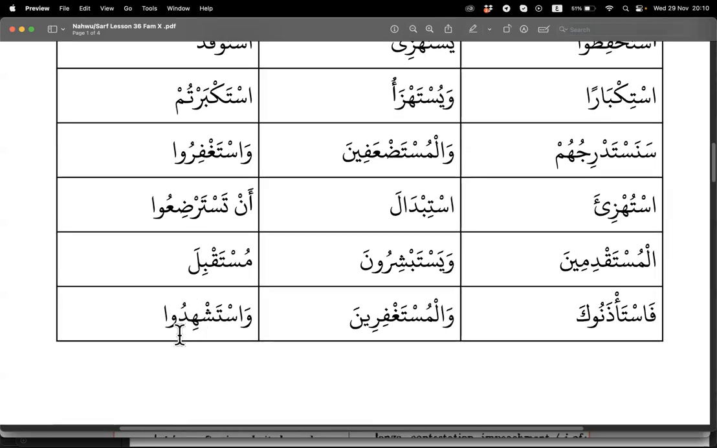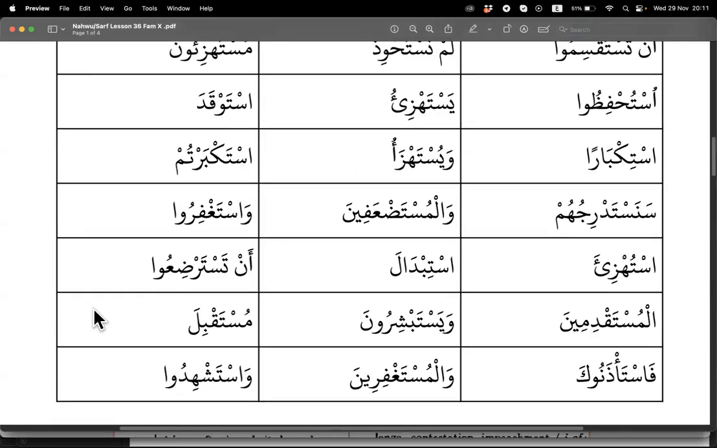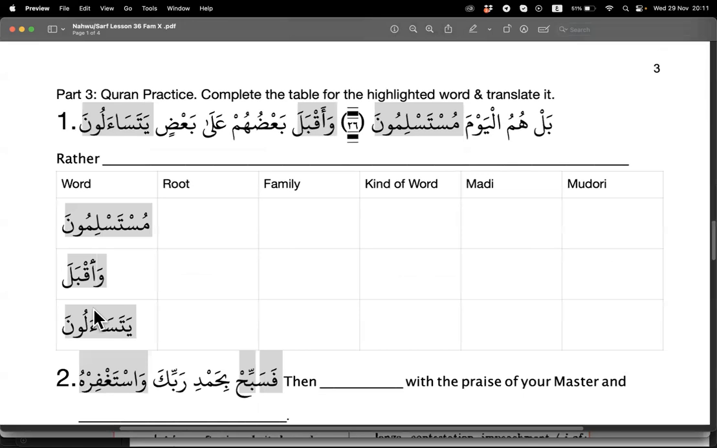You see Kasra on the ha. Yes. Alhamdulillah, your word recognition is really good. You do this very fast. So that is a good thing. Alhamdulillah. We can continue to Quran practice.